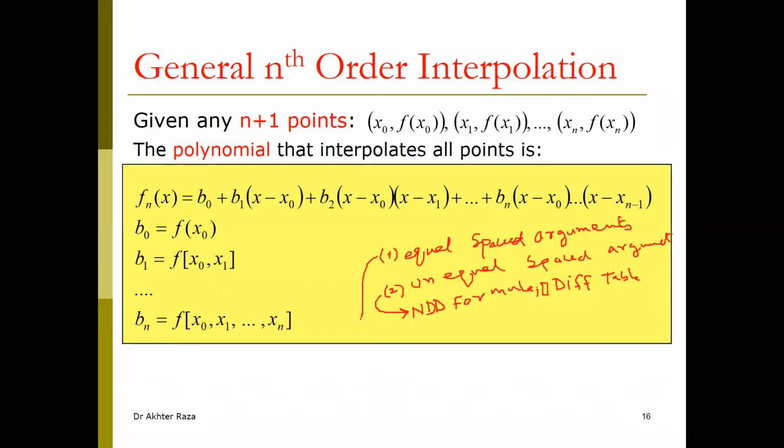In equal spaced argument formula, the Newton forward formula is required. Newton forward formula is a corollary of Newton divided difference formula. It means we can reduce Newton divided difference formula into Newton forward formula by some assumptions. So this formula which is written here is known as Newton divided difference formula.